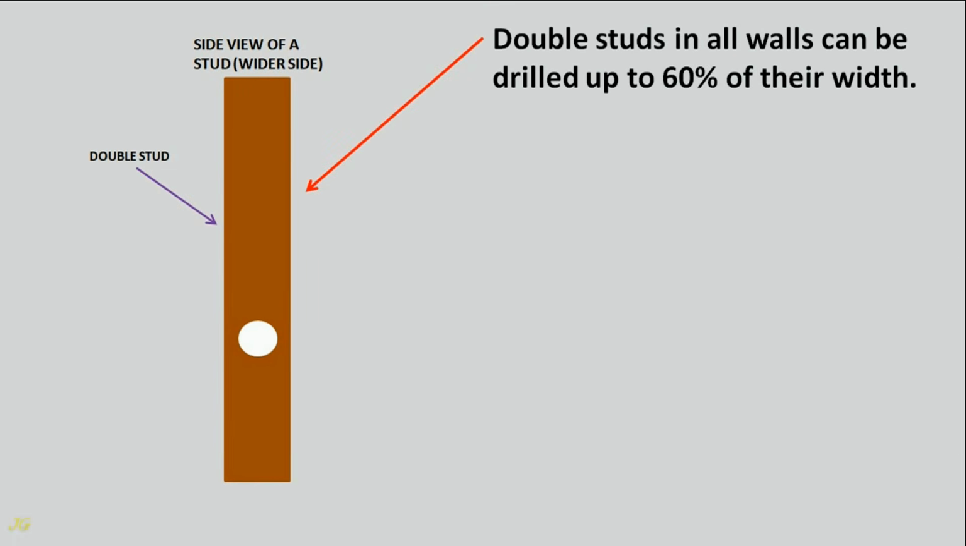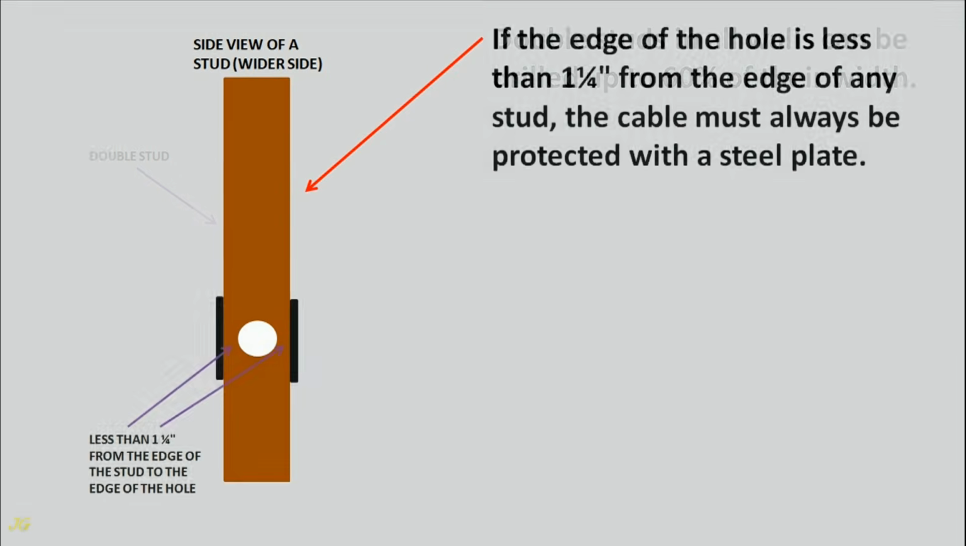Double studs in all walls can be drilled up to 60% of their width. If the edge of the hole is less than 1¼ inch from the edge of any stud, the cable must always be protected with a steel plate.